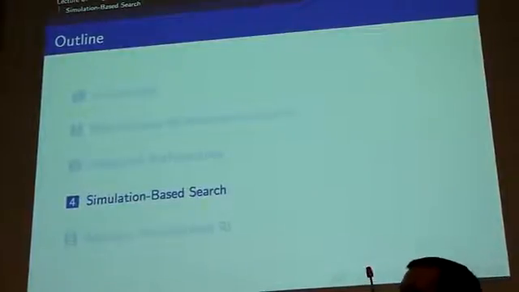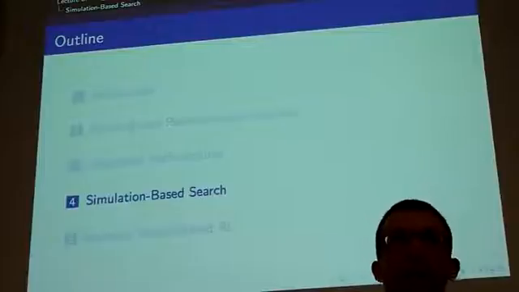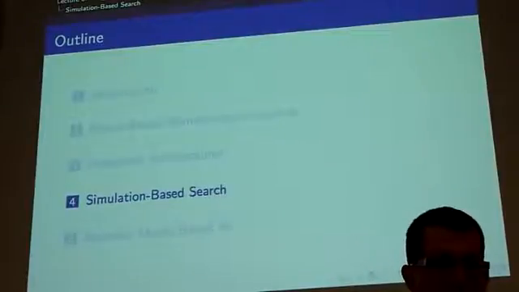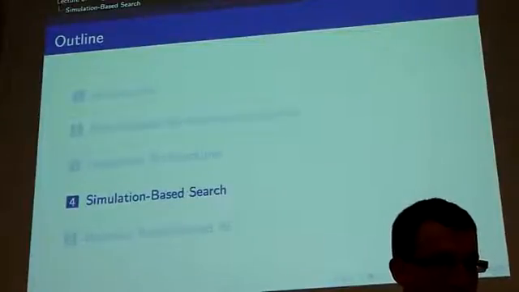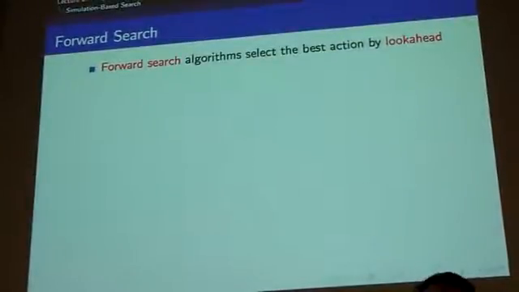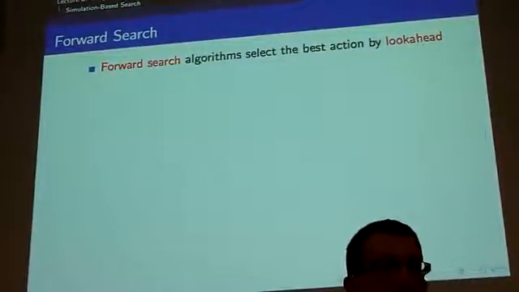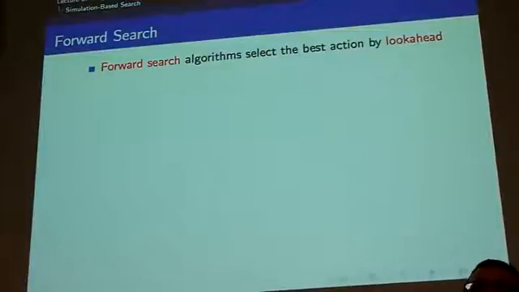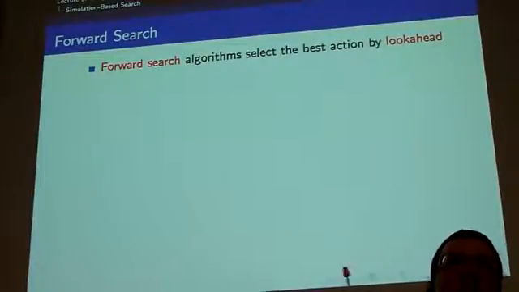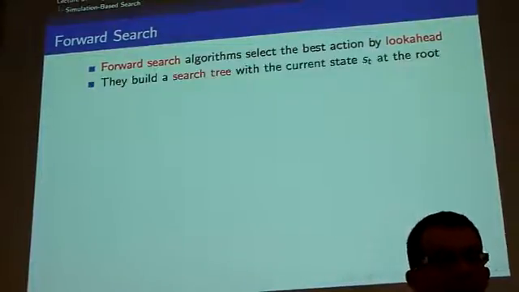Okay. So now let's talk about simulation-based search. This is again a sort of hot topic now. It has led to a lot of exciting results recently. So let me begin by talking about forward search. The idea we're going to think about now is planning algorithms which select the best action by lookahead. Forward search is a type of planning that just focuses on what's going to happen next to the agent.